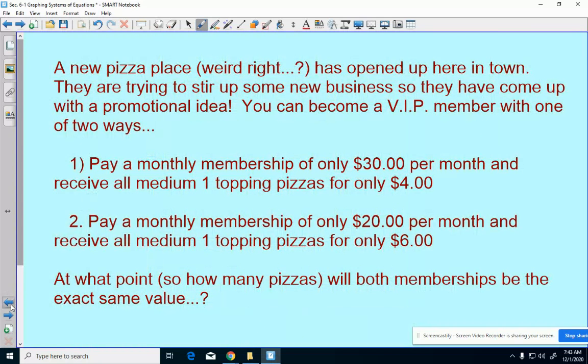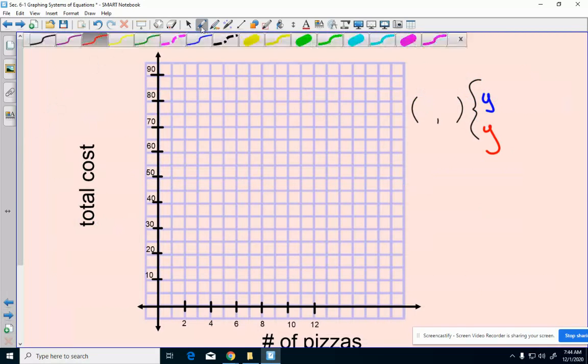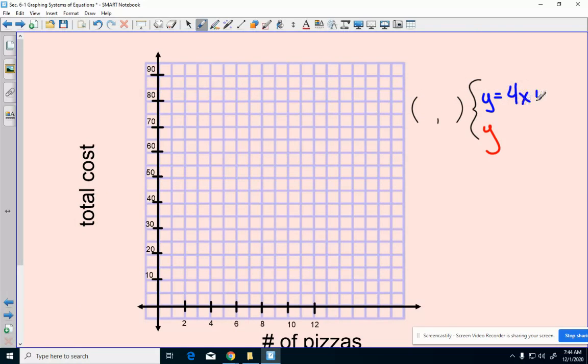Okay, so if we come back over here, option number one was to pay a $30 membership and you can get all the $4 pizzas you want. Okay, that $4 is that repeatable piece. So if we think about writing this, it's going to look something like this: 4x plus 30.